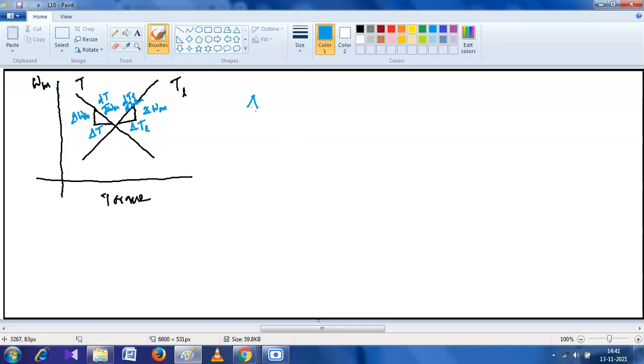It means delta T is equal to dT by d omega m times delta omega m. And now tell me, what should be delta TL? Tell me.